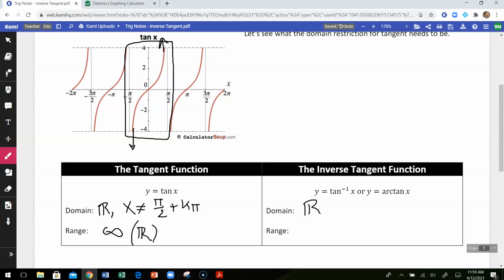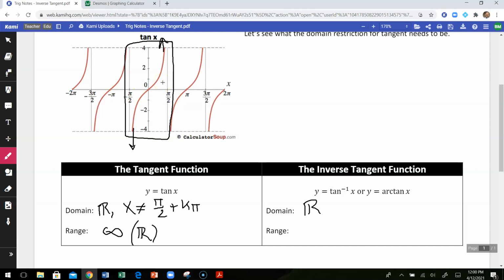Which means I can plug anything I want into inverse tangent. That's different than sine and cosine. With sine and cosine, that had to be a value between negative 1 and 1 that we were plugging into inverse sine and cosine. But with inverse tangent, I can plug in anything I want to. But the value that we're going to get from that is going to be different.